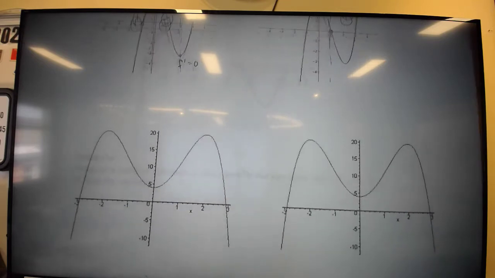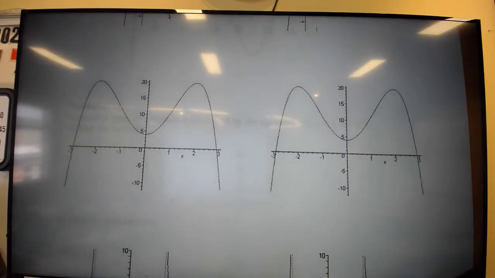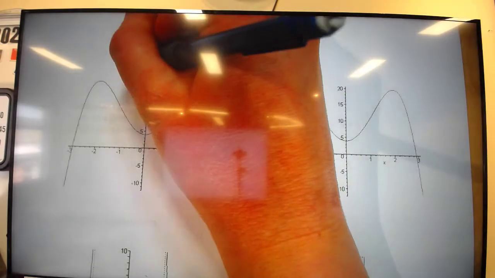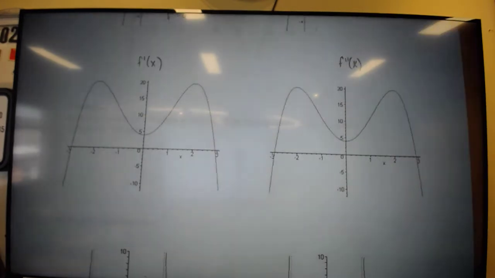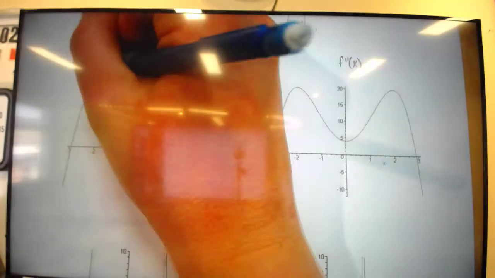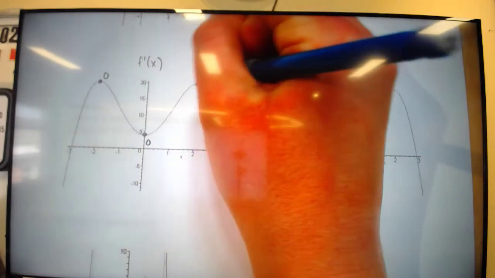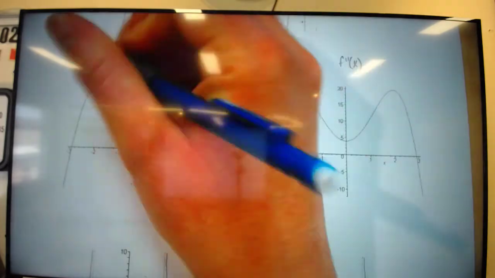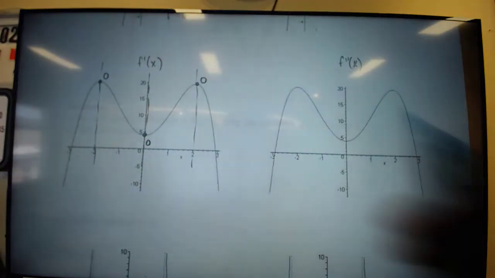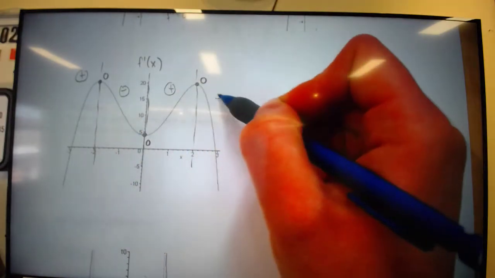Okay, so same deal for these next two graphs. We've got f prime at x and f double prime at x. So f prime, we know that any max or min is going to be equal to 0. And then between those points, we're going to have positive or negative. So here we've got positive, a negative slope, a positive slope, and a negative slope.